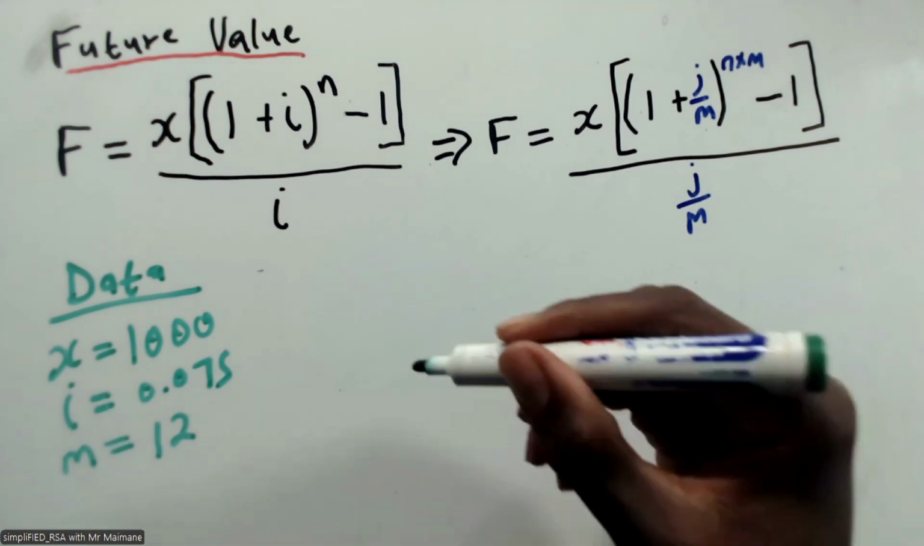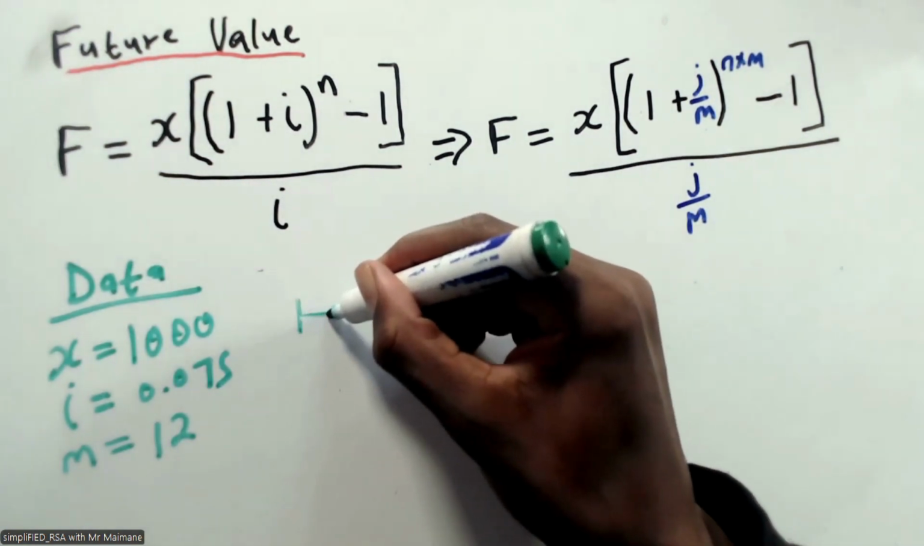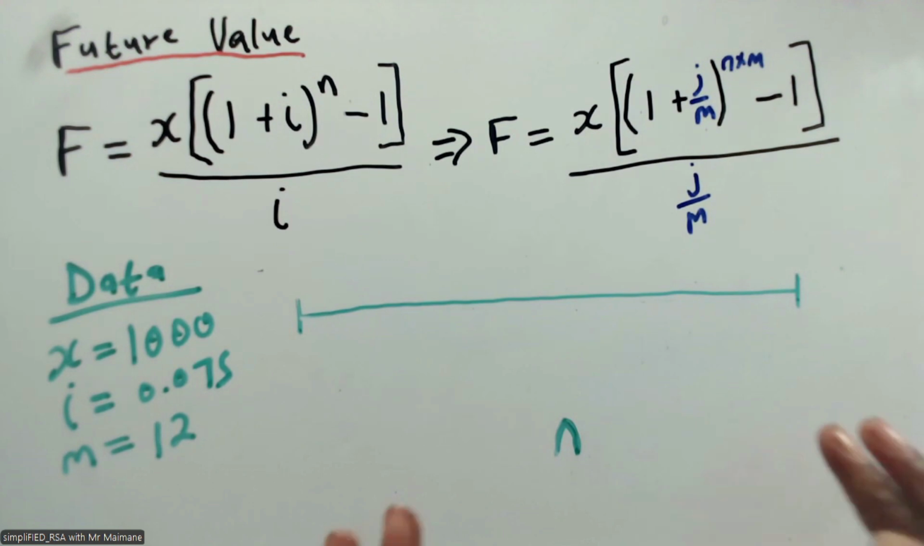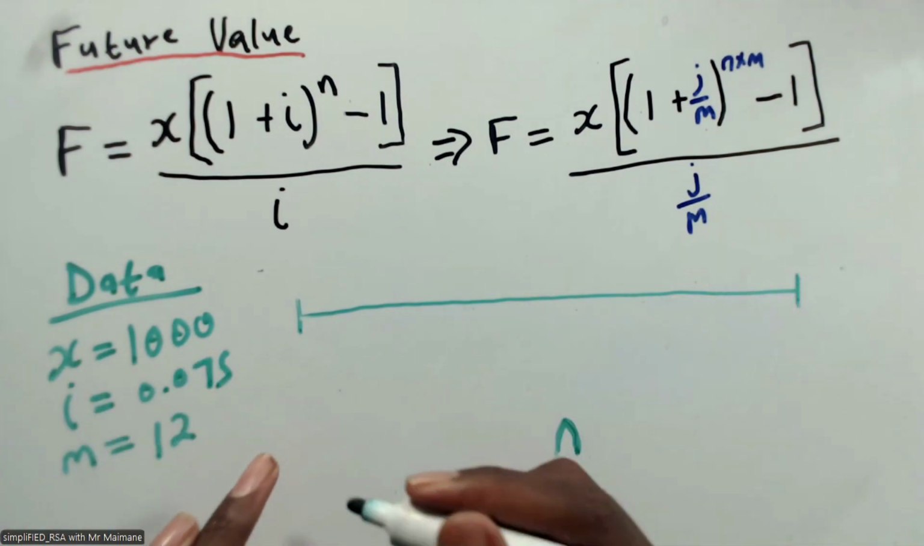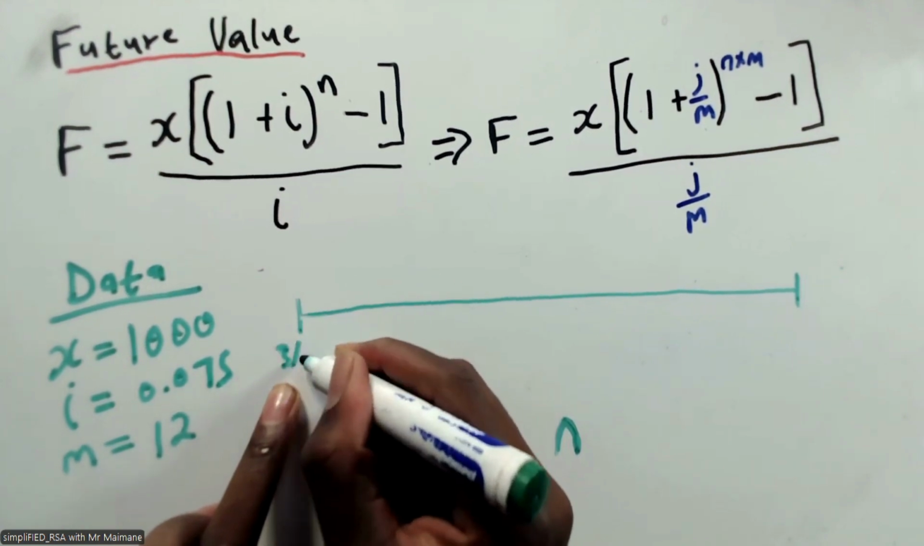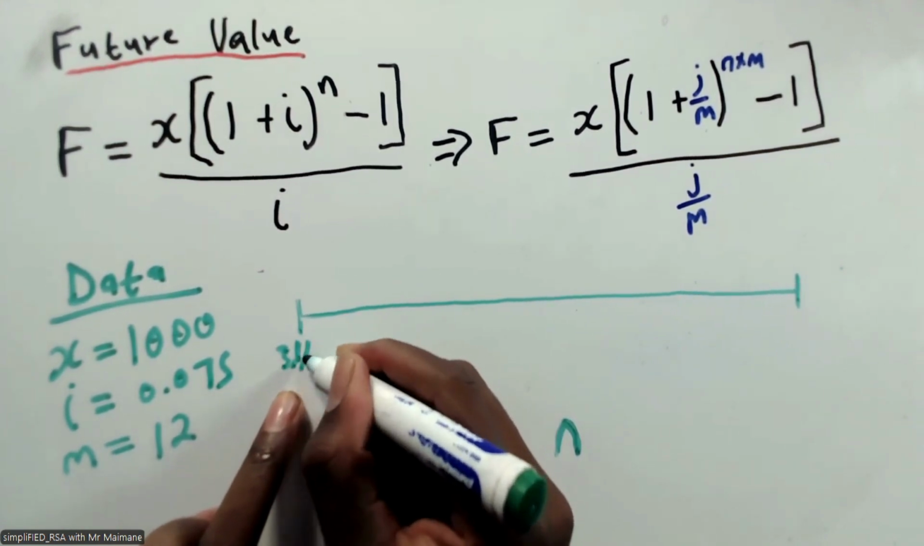To determine the term, the best way is to put all the payments into some sort of a timeline. We call this a timeline. It's like a number line. So I know that the first payment was made on the 31st of January.